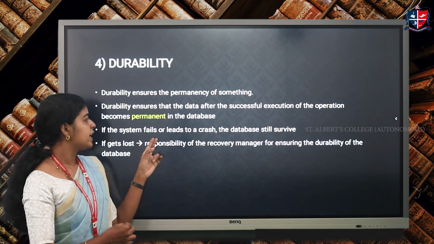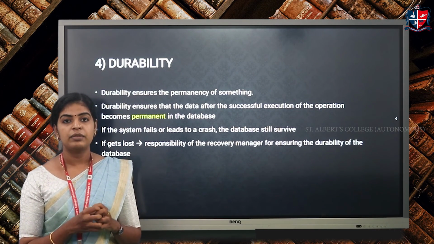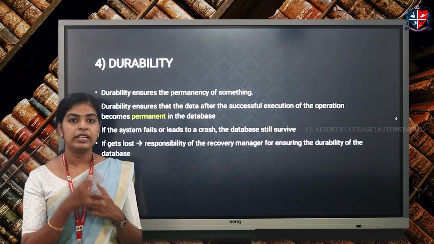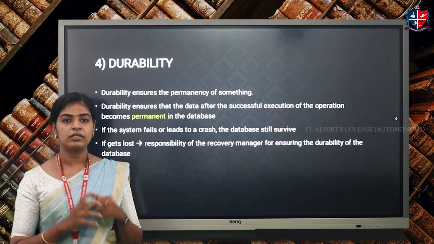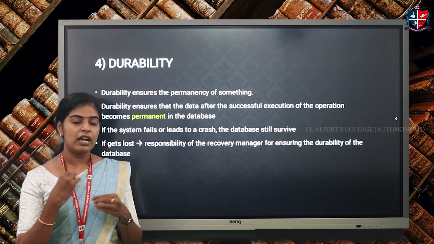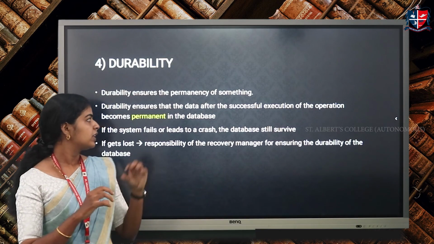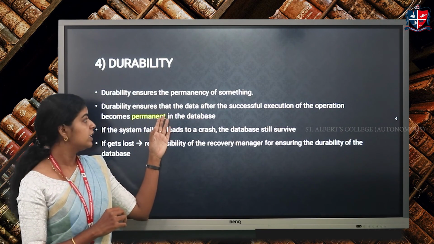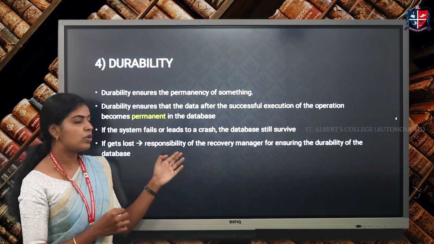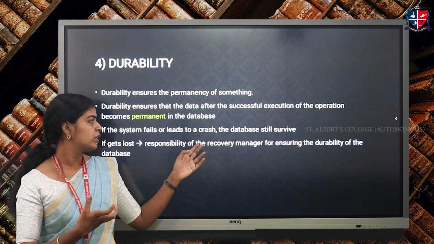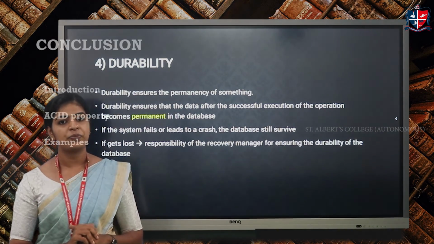If the system fails or crashes, the database still survives. That means suppose my system hangs or any failure happens, the durability property says that after performing any operation on any data in the database, the data becomes permanent in the database. If any loss happens, the responsibility of the recovery manager is to ensure the durability of the data.